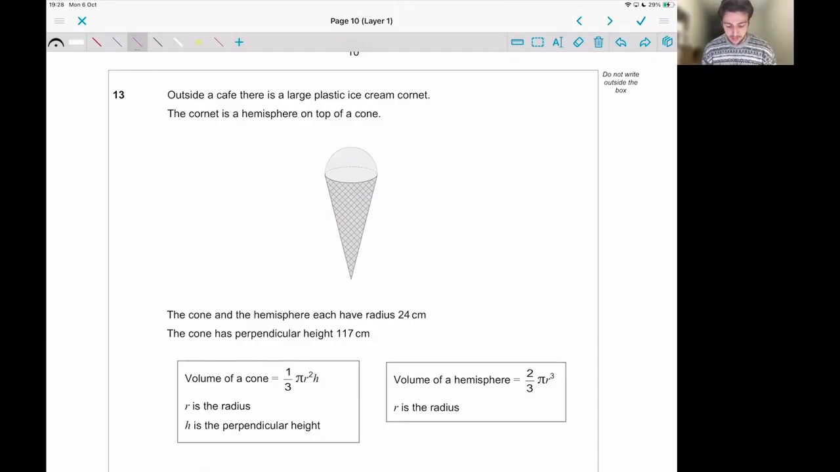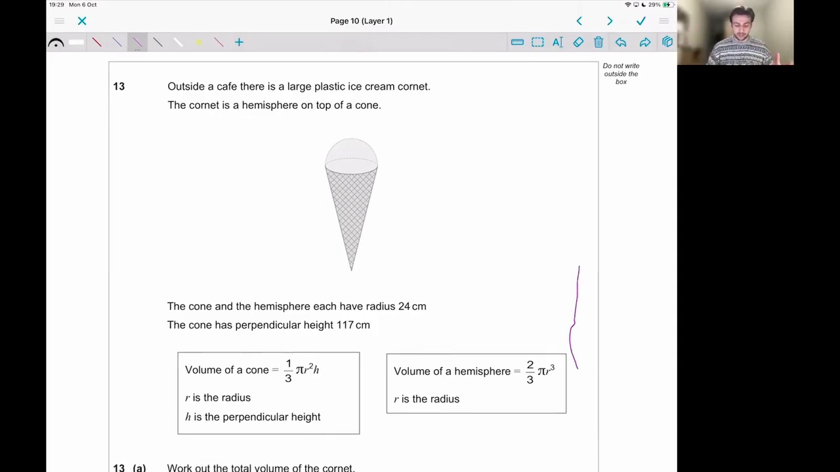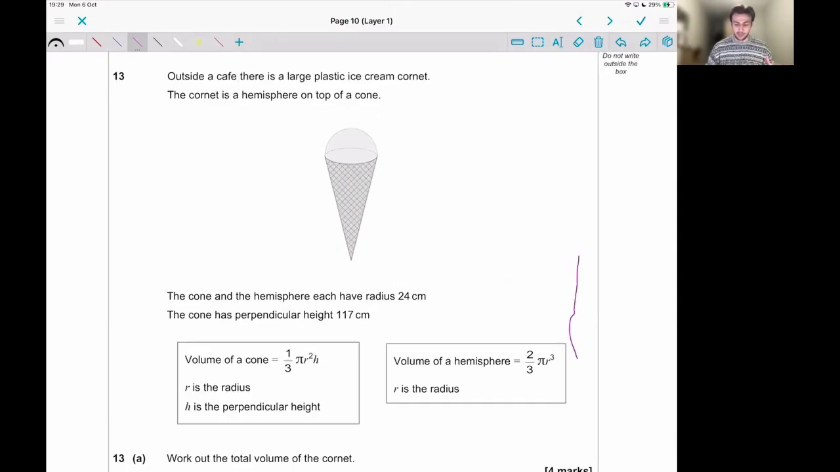So what does this tell us? We're even actually given 2 little helpful boxes here as well. We're given the volume of a cone and the volume of a hemisphere. So we can use those to work out the volumes that we're looking at. But we've not been told to work anything out yet. So let's go read the questions. What is it that we're being asked to do?